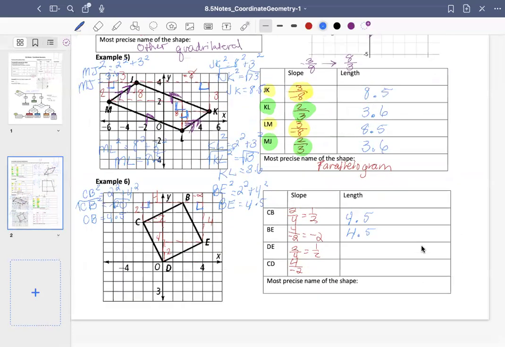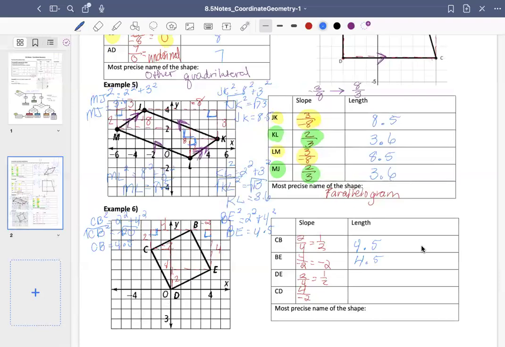Okay, let's do DE. We have that right triangle, so we know DE squared is equal to 2 squared plus 4 squared again, which I already calculated. It's 4.5. Again, if you want to double check, by all means, go ahead and do that. Let's do CD. Here's our right triangle that we formed, so CD squared is equal to 2 squared plus 4 squared. I already know what that simplifies to. It's going to be 4.5.